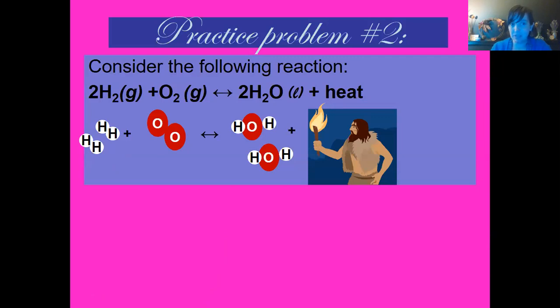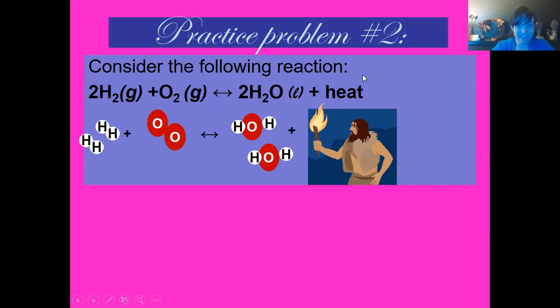Using Le Chatelier's principle, we're going to consider the following reaction. We've got 2 molecules of hydrogen gas plus 1 molecule of oxygen gas makes 2 molecules of water and a caveman. Just kidding. And heat. That's a picture of heat. Okay. So, by the way, is this reaction endo or exothermic?